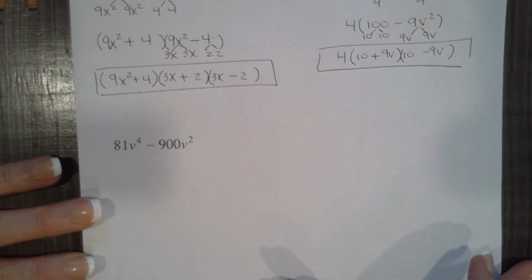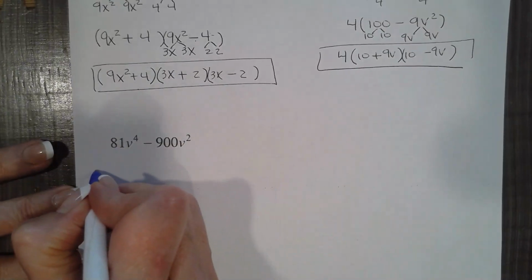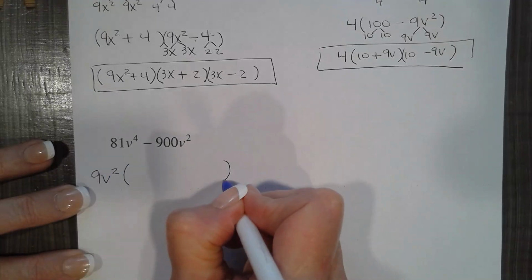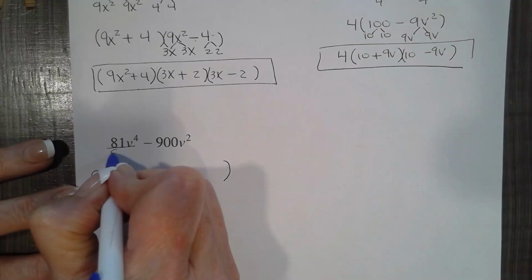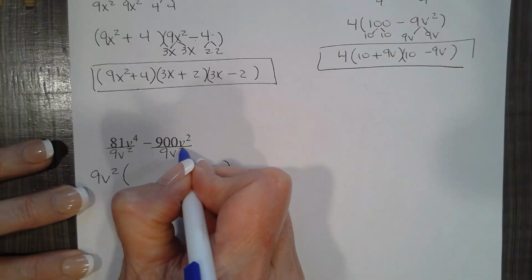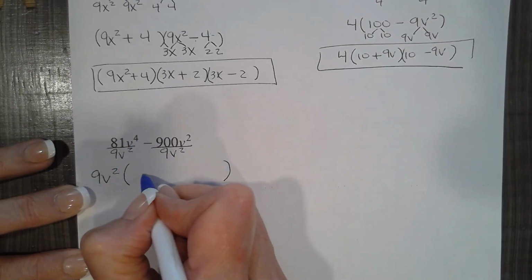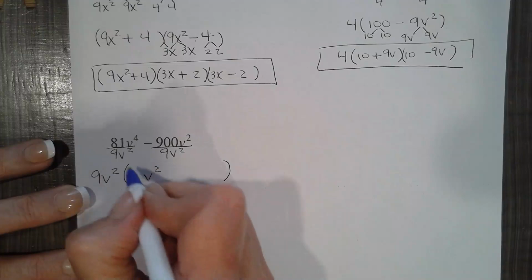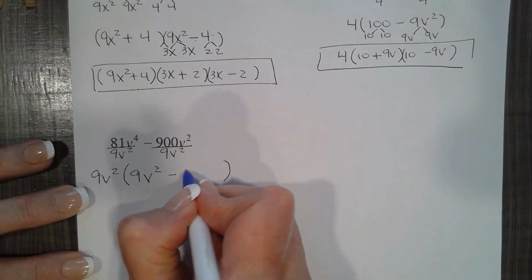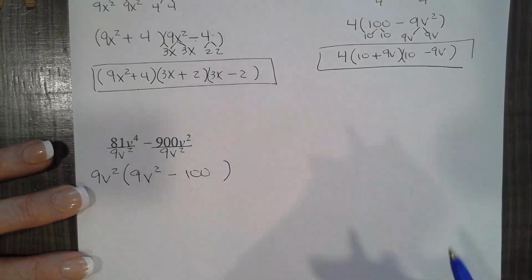We have a greatest common factor here. It is actually 9v squared. So we're going to set up 1 parenthesis. We're going to divide by 9v squared here. Okay, remember we subtract powers. So we have a v squared, and 81 divided by 9 is 9. And here we have minus 100, and the v squareds cancel.